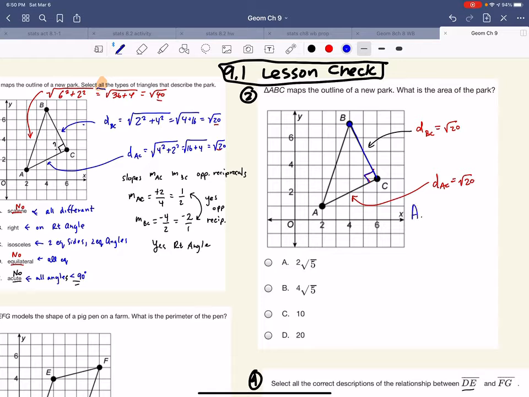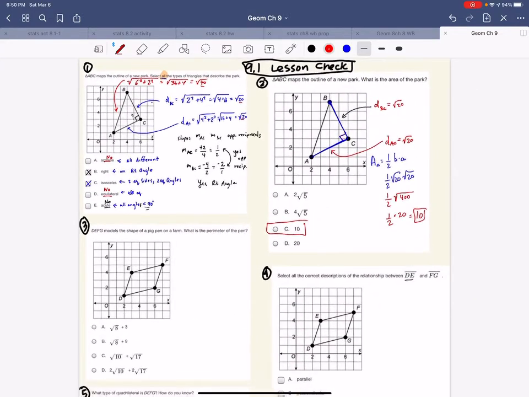So the area of a triangle is 1/2 base times altitude. So we can call this the base, which we know is the square root of 20. And this the altitude, which we know is also the square root of 20. Okay. So interesting, right? Square root of 20 times the square root of 20 is the square root of 400. But the square root of 400 is, you guessed it, 20. So our answer would be 20 divided by 2 or 10. There it is.